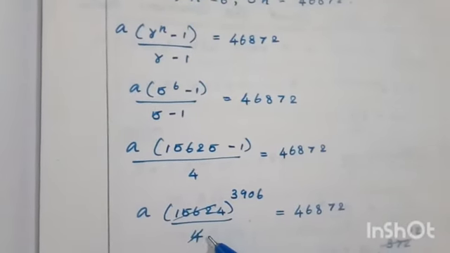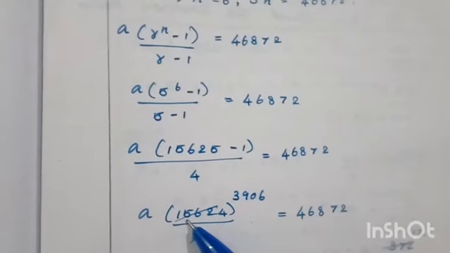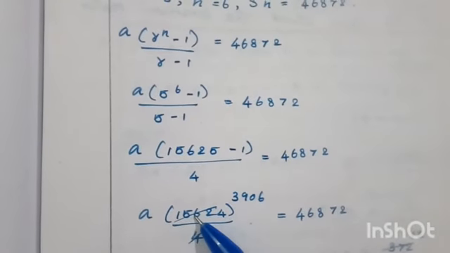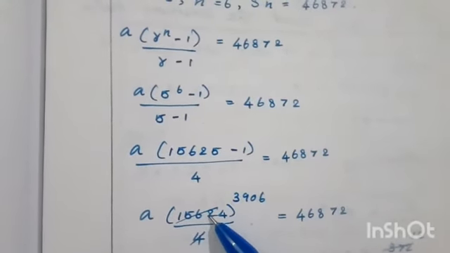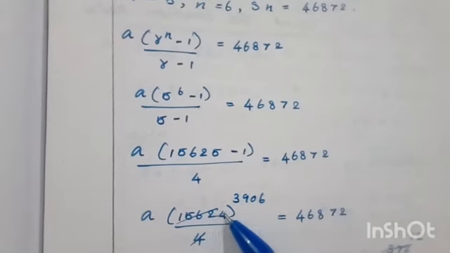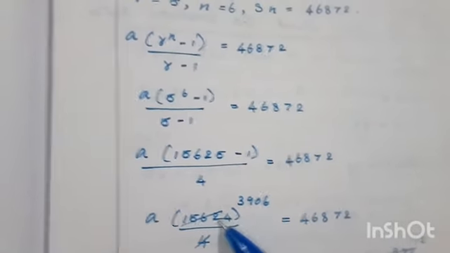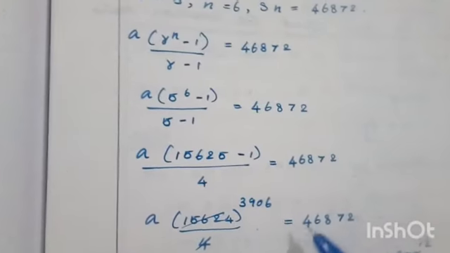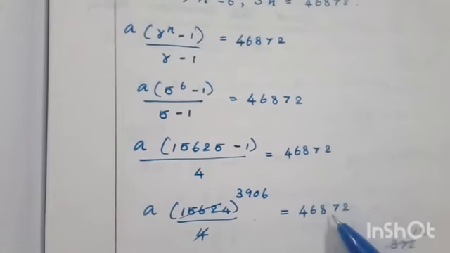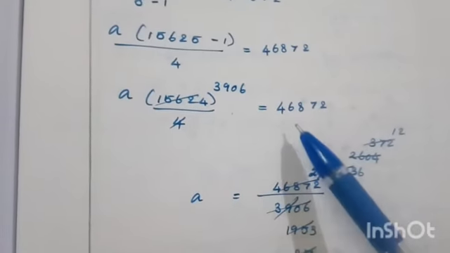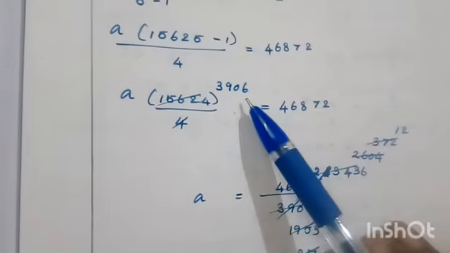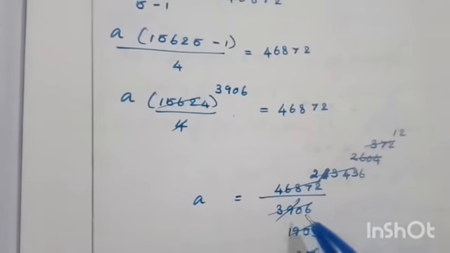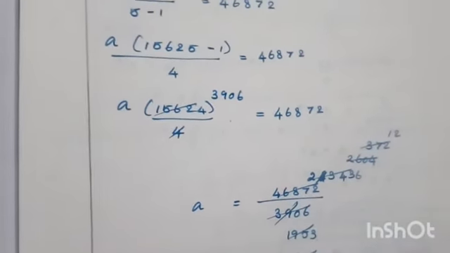Now apply the 4 table. 1 4 is 4, 3 4s are 12, balance 3, 9 4s are 36. Next the 2 is there, and 2 is not divisible by 4, so 0. Then take together 24, that is 6 4s are 24. So 15,624 by 4 is 3,906. On the right-hand side 46,872 is there. Now we want to find a, so a equals 46,872 by 3,906. Now we have to cancel.